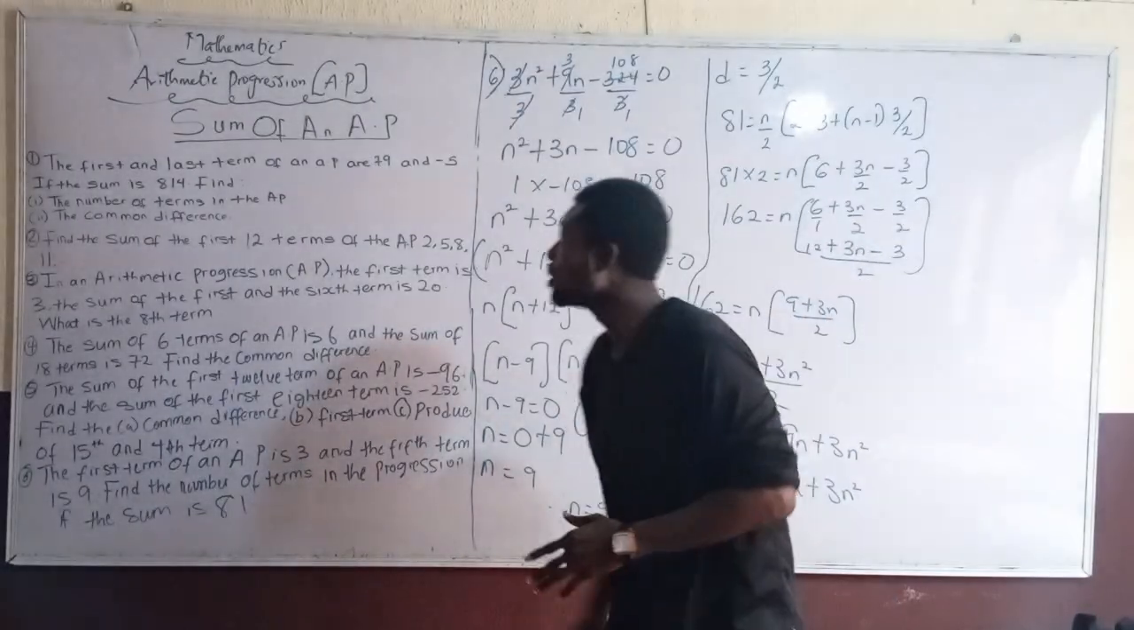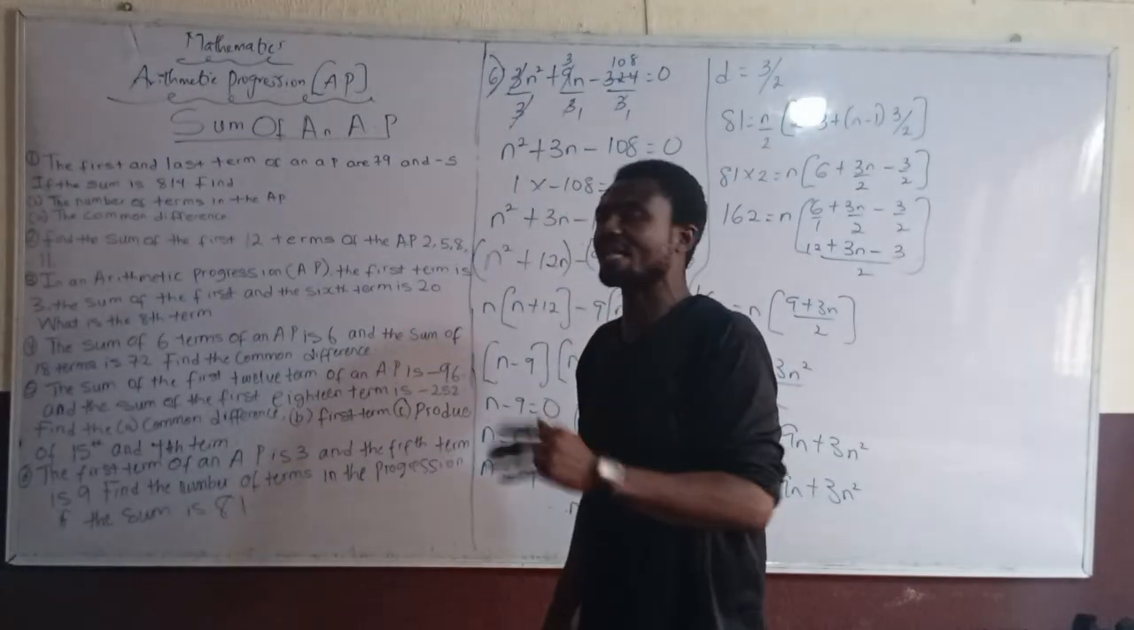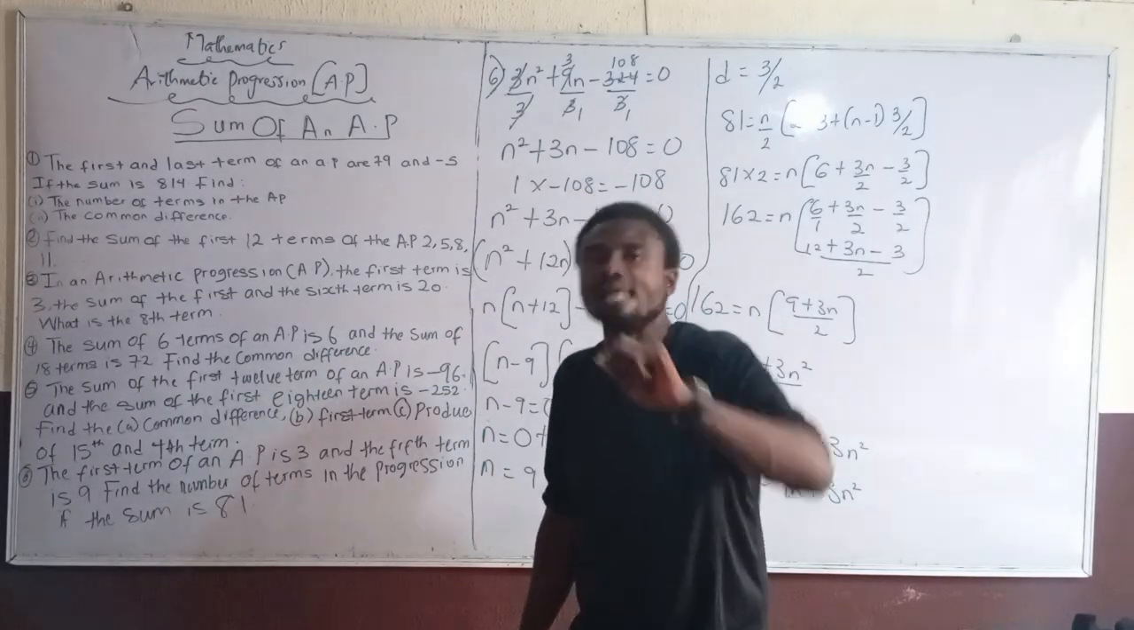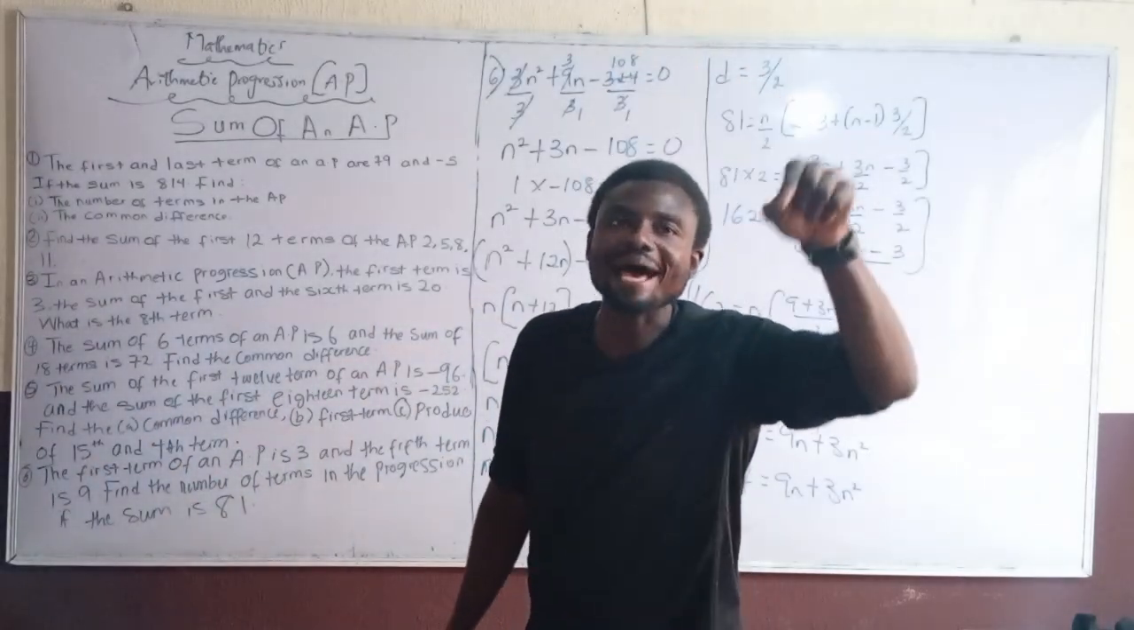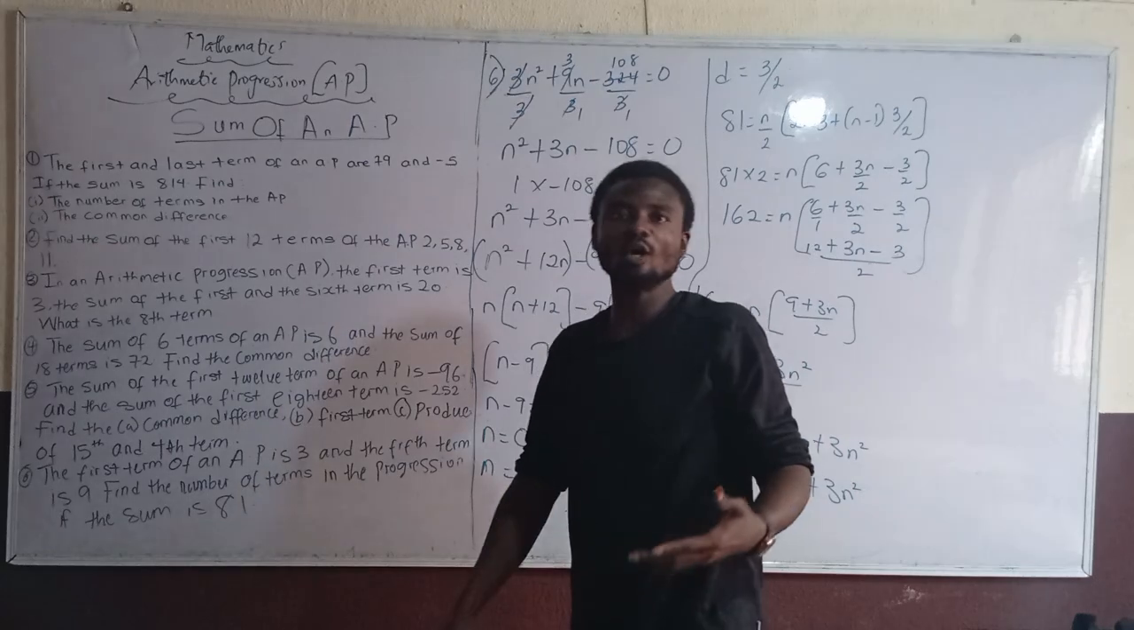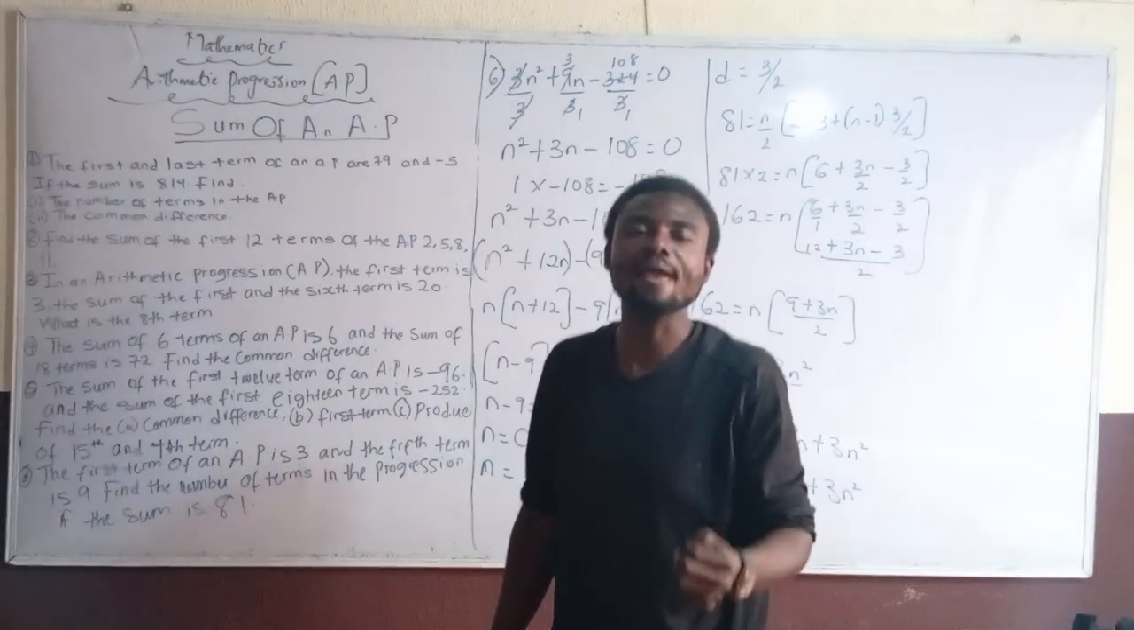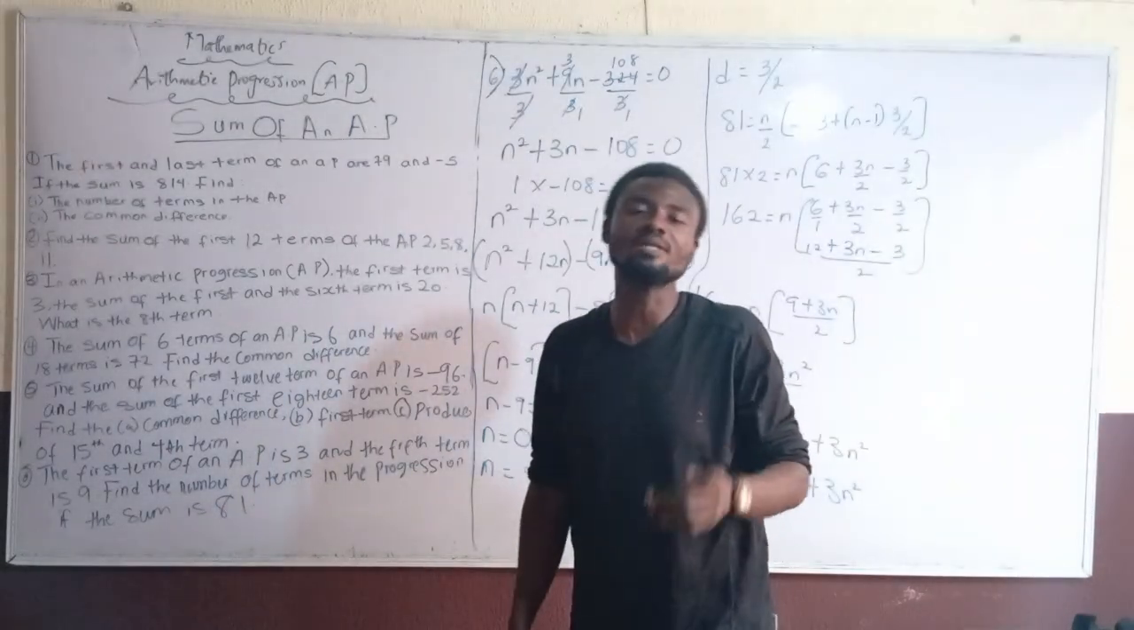So this is everything on arithmetic progression. That is AP. We started from the nth term, we moved to unknown a and r under the nth term, then we moved to sum of AP. So that is the end of today's class.